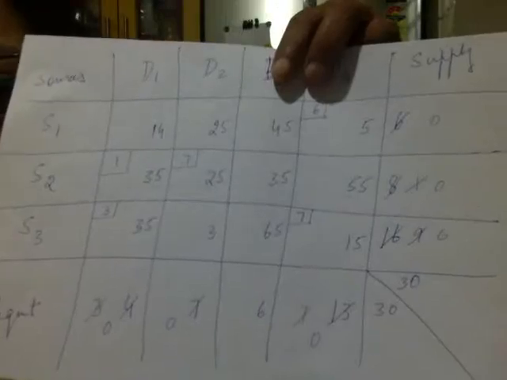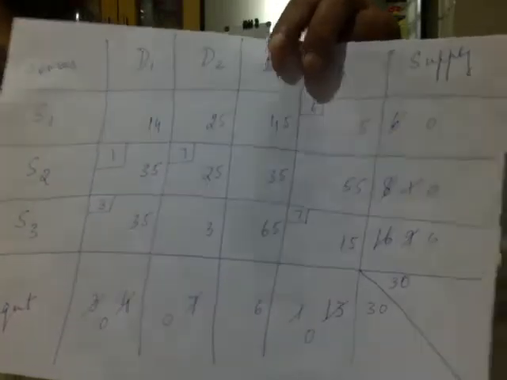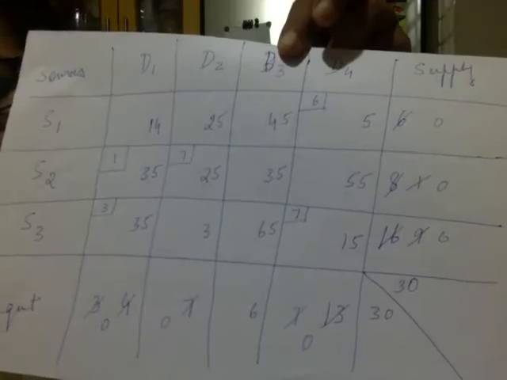Now what we have left is D3 requires 6. S3 has supply 6. Naturally, we give the last 6 there. S3 supply is 0 and S3 to D3 allotment is 6, D3 0. We have 6 allotments. Again, it's a non-degenerate problem.